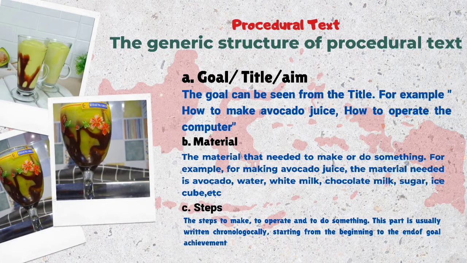Goal. The goal can be seen from the title. For example, how to make avocado juice, how to operate the computer. B. Materials. The materials needed to make or do something. For example, for making avocado juice, the materials needed are avocado, water, white milk, chocolate milk, ice cube, and sugar.